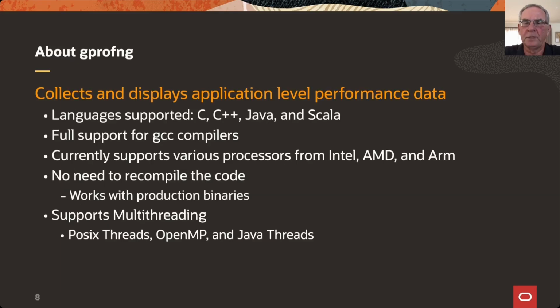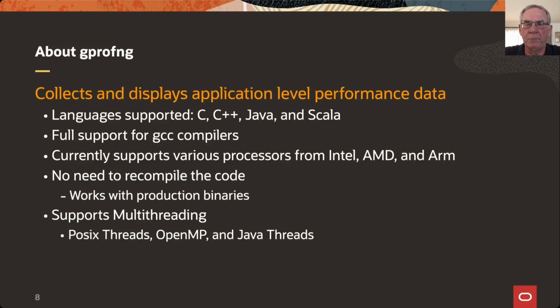So what's Gprofng? It collects and displays application-level performance data. So it's a tool that helps you better understand the performance of your application, written in C, C++, Java, and Scala. We fully support the GCC compilers, and there are many processors out there. So we have support for processors from Intel, AMD, and ARM. I don't even want to suggest that we support all of them, but we try to stay current and support reasonably up-to-date processors.